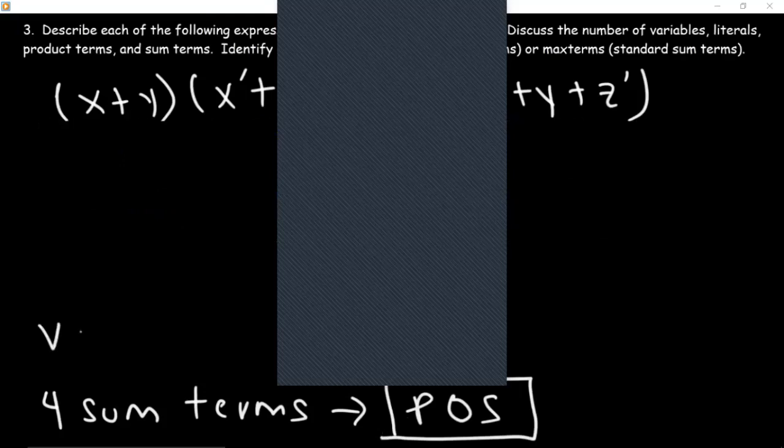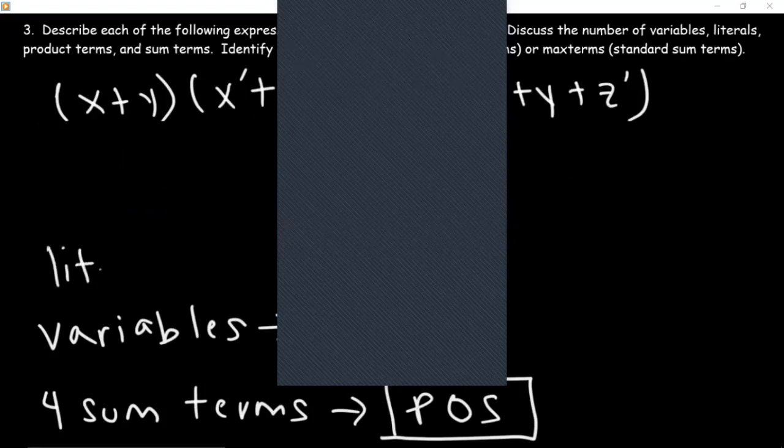Now, how many variables do we have in this expression? So I see 3 variables, x, y, and z. Now, how many literals are there in this expression? So here we have 2 literals in the first sum term. The second sum term has 2 literals. The third one has 2. And the last sum term has 3 literals. So thus we have a total of 9 literals in this problem.